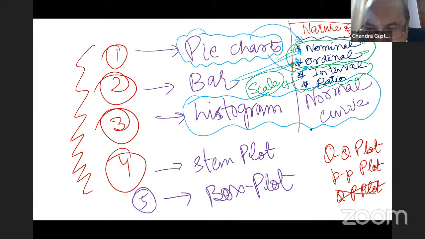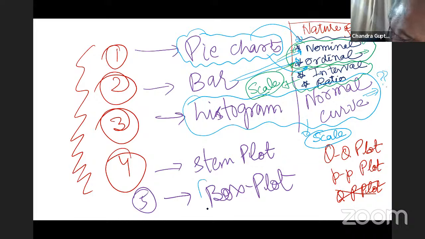Histogram for interval scale data, or I will say scale data. And what is the purpose of preparing a histogram? Yes, Rakesh. Kavita Sardana. Frequency. No. What is the purpose of preparing a histogram? To check what kind of distribution my data is following. Is it normal or is it not normal?